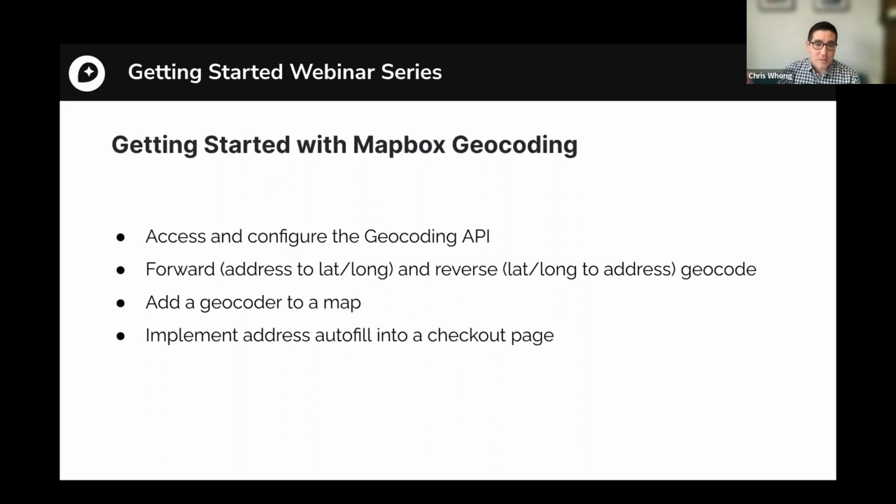Today, quick rundown of what we're going to cover before I turn it over to Robert. We're going to access and configure the Geocoding API. We're going to do some forward and reverse geocoding. We're going to add a geocoder to a web map, and we're going to implement address autofill, which is just a geocoder plus some follow-up tasks to actually fill out a form with an address, with all the address parts. So without further ado, I'll turn it over to Robert Florence, and let's get started in learning about geocoding.